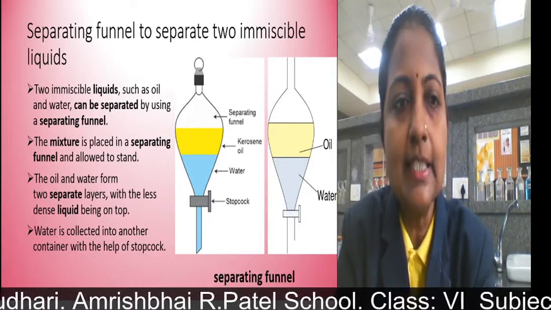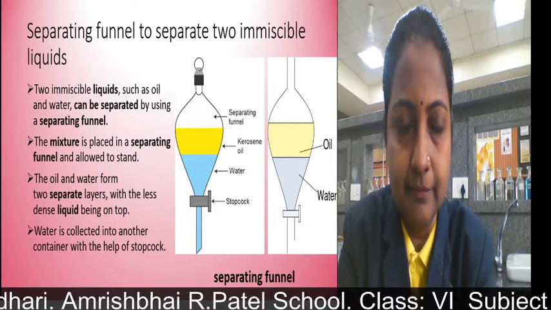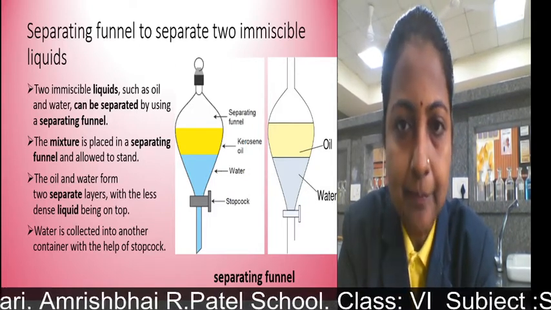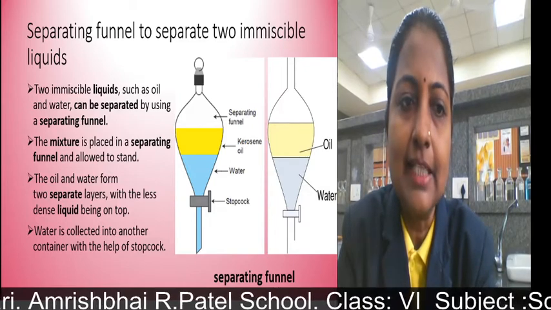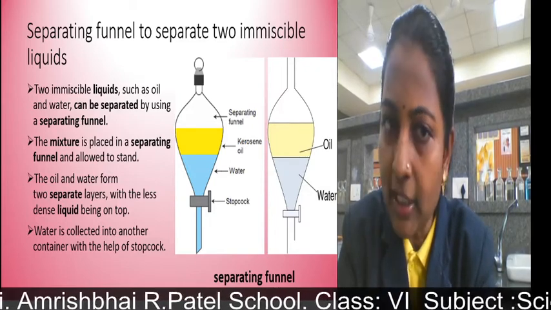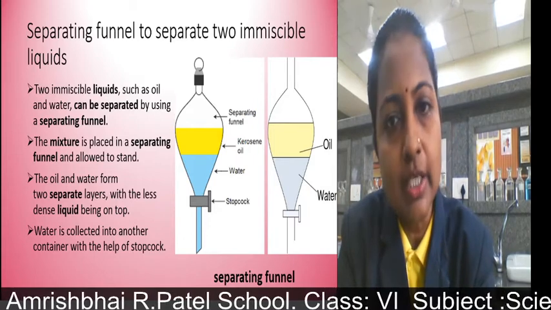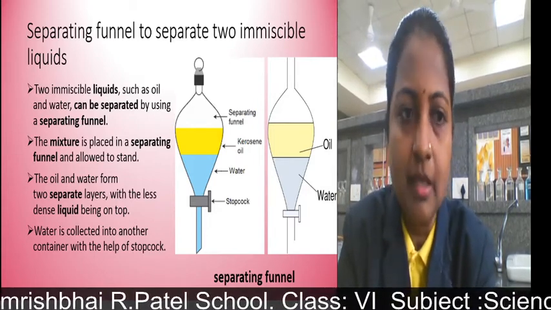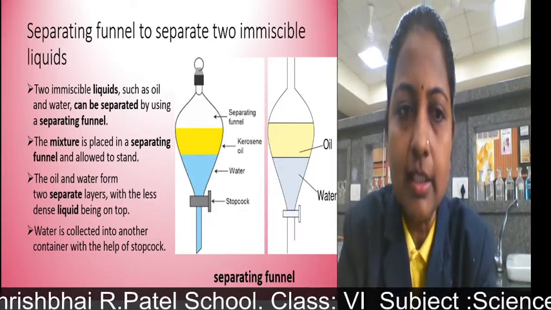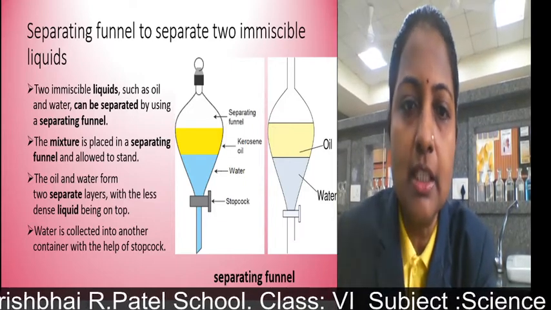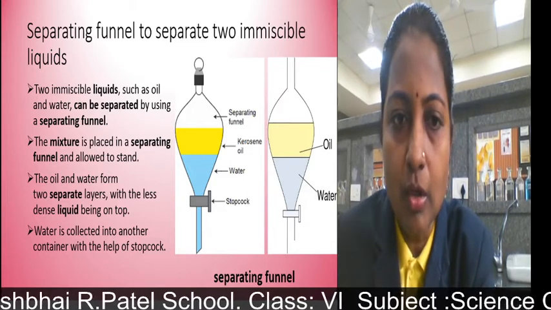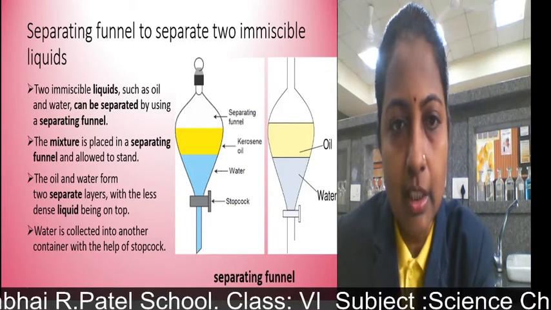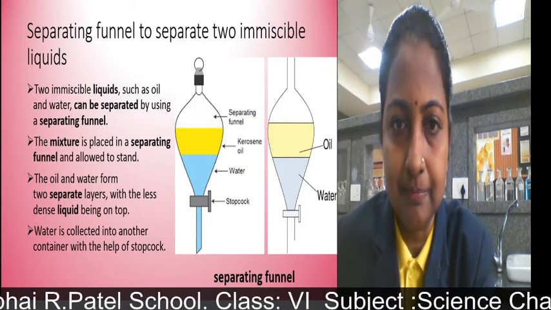The mixture placed in a separating funnel is allowed to stand. The oil and water form two separate layers, with the less dense liquid on the top. So oil has less density, so it is on the top. Water has more density, so it is at the bottom. Water is collected into another container with the help of the stopcock. You can see in the figure, with the help of the stopcock, we can remove the water into another container, and in this manner we can separate.